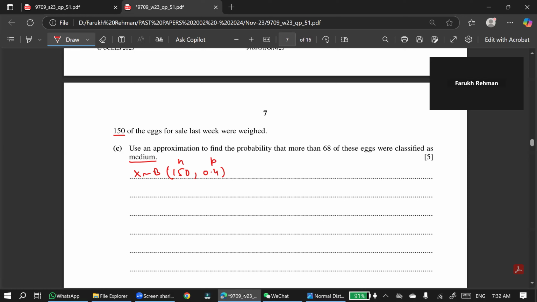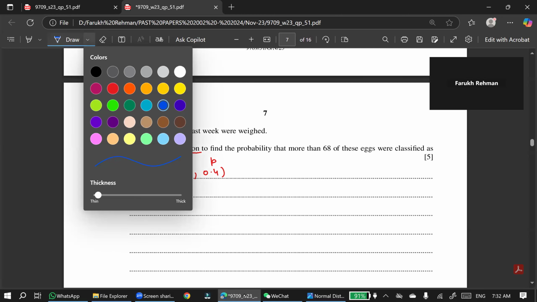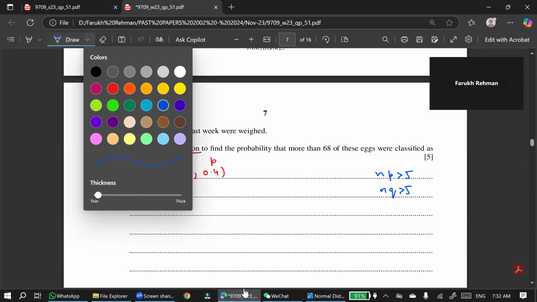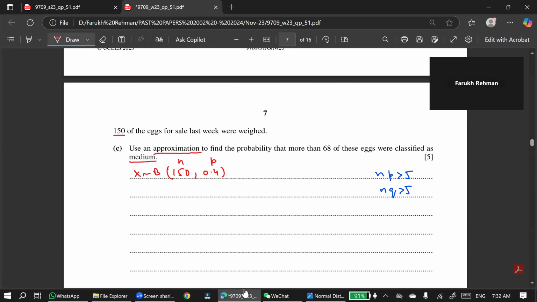Now, there is a word, use approximation. We use approximation when NP is greater than 5 and NQ is also greater than 5. In this case, NP and NQ are greater than 5, so we will use the approximation, and it is also mentioned in the question. X is a normal distribution with NP and NPQ. X is a normal distribution with NP is 60 and NPQ is 36. Is there any mistake?